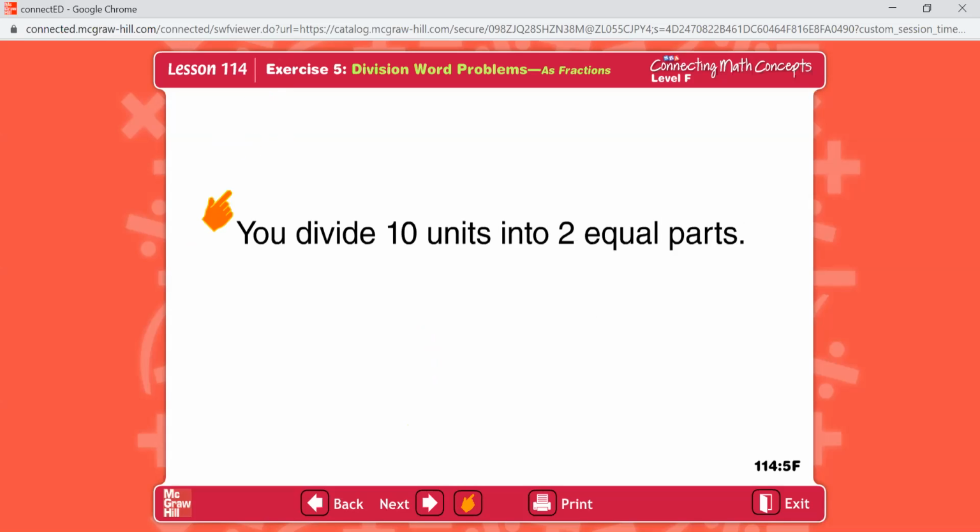Read this with me. You divide 10 units into 2 equal parts. The division problem, 10 divided by 2. Again, what's the division problem? 10 divided by 2. Now say the fraction it equals. The fraction 10 divided by 2 equals is 10/2.